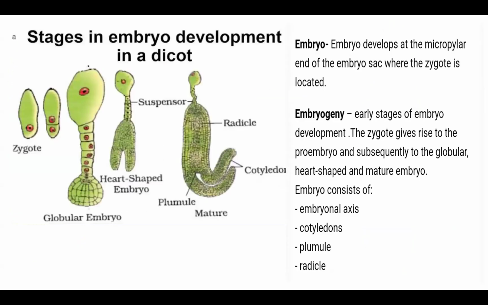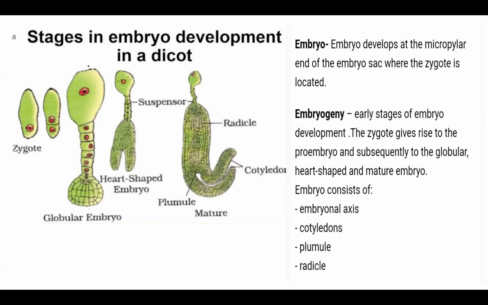Now, what are the various stages of embryo development? So, one, I told you that after triple fusion, the polar nuclei or the cell would get transformed into the primary endosperm cell. So, there's an endosperm that is occurring. And once the male gamete comes and fuses with the female egg cell, it will form the zygote.